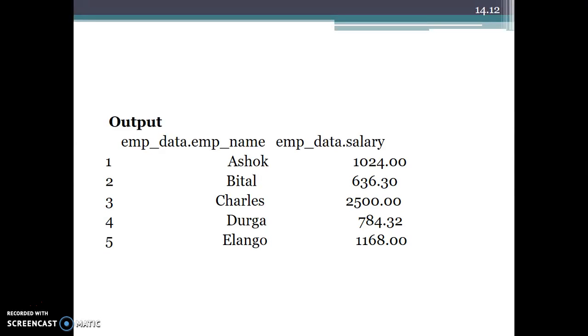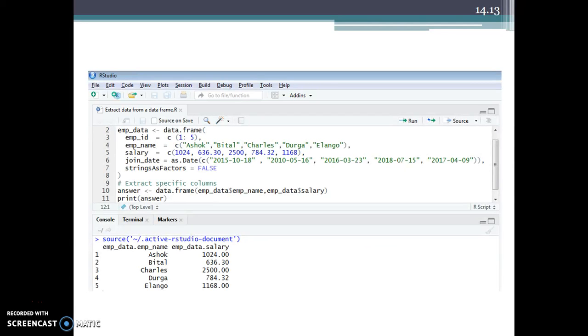You could see that we have the same thing, but we have only picked up two columns, the employee name and the employee salary. You can see the same example in RStudio. The window on top has the code and the window at the bottom has the output.